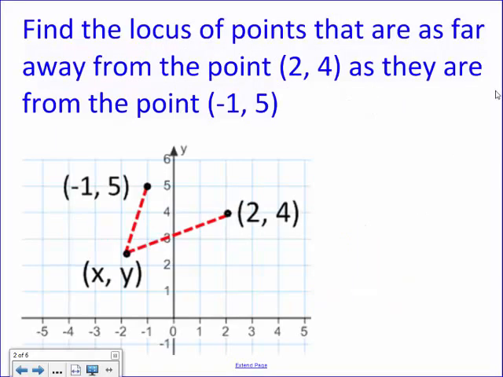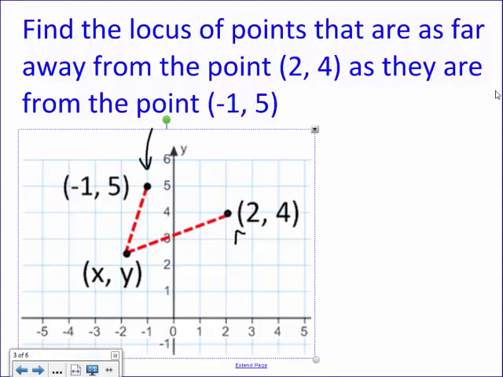And how we're going to use that is, first of all, like this. We're going to find the locus of points that are as far away from the point (2, 4) as they are from the point (-1, 5). So I got a little picture here. We got the point (-1, 5), and we got the point (2, 4). And I want to come up with all of the points that are equidistant from those 2 points.